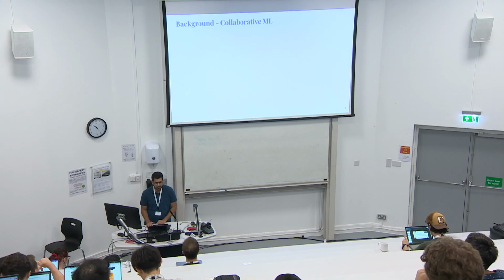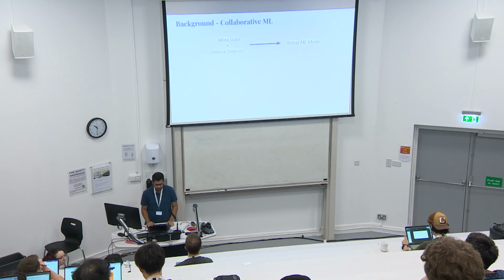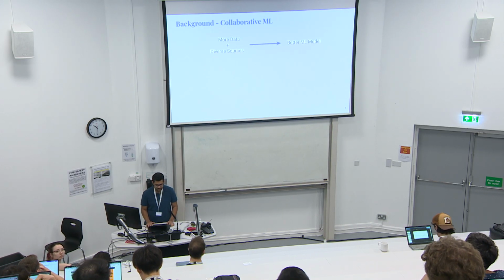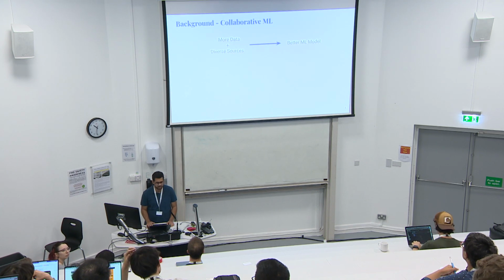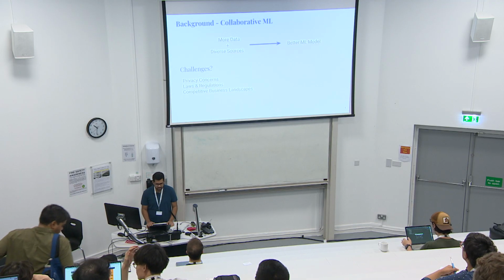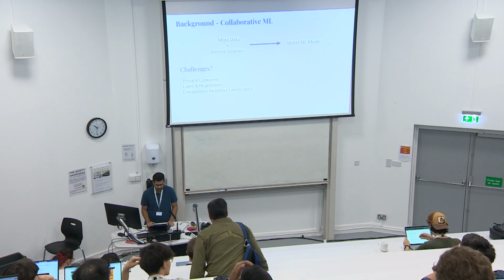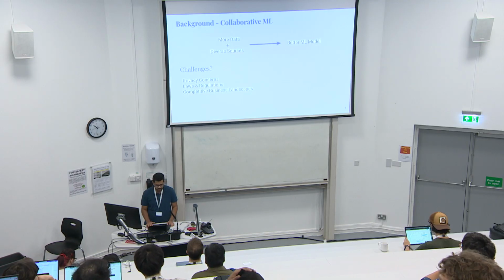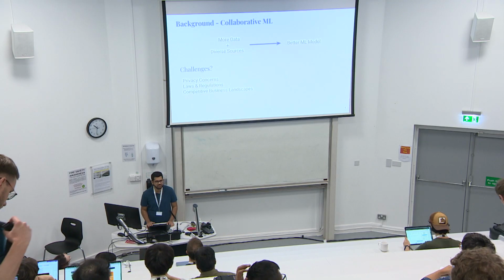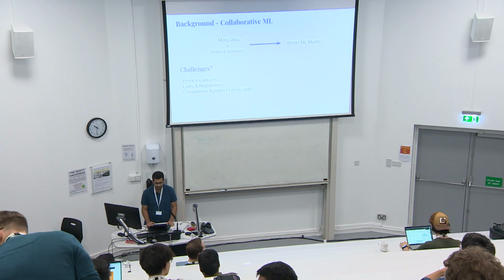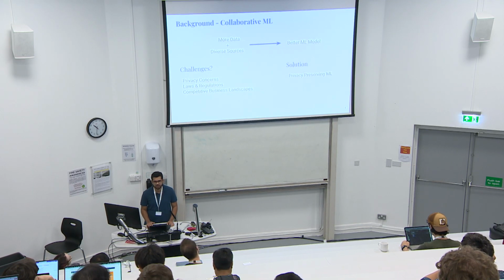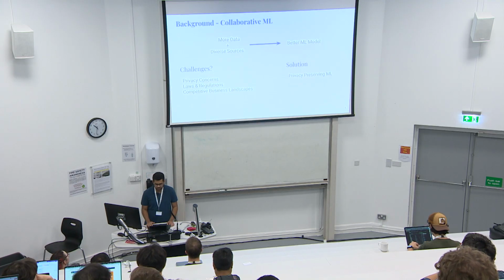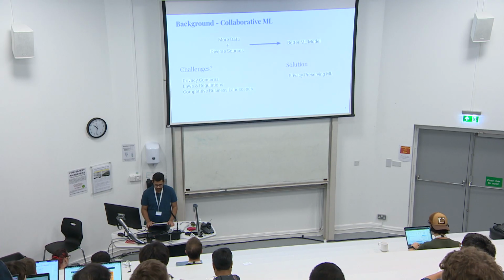So let's get started. Starting off with some background, we know that if we have large data sets collected from diverse sources, we are able to train better machine learning models that are able to generalize better. However, there are certain challenges associated with collecting large amounts of data, such as privacy concerns, laws and regulations, and there could also be competition between different businesses that may not want to share their data with each other. So the solution to this problem is privacy-preserving machine learning that allows us to train machine learning models without having to disclose the private data to any entity.